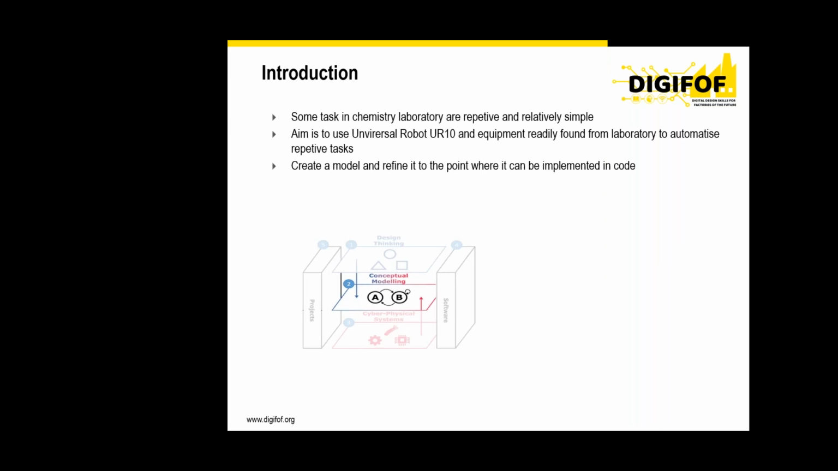So in a chemistry laboratory, there are quite many tasks which are very repetitive and relatively simple. In our case study, our aim is to use a Universal Robots UR10 and some equipment which we can quite easily find from our laboratory to automate, or at least propose to automate, some repetitive tasks.